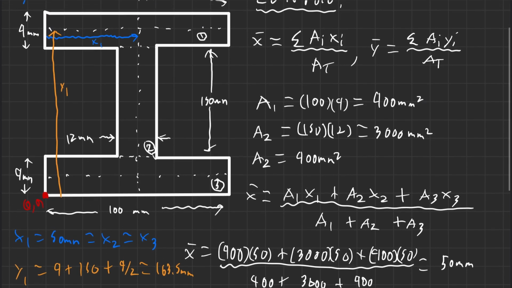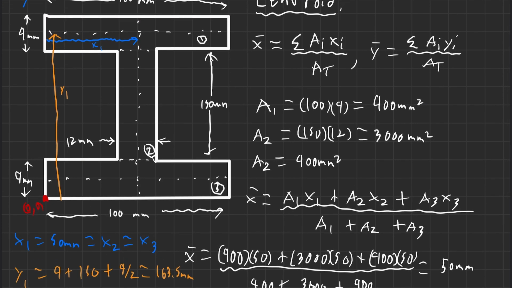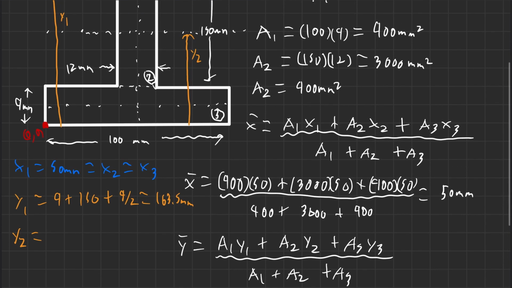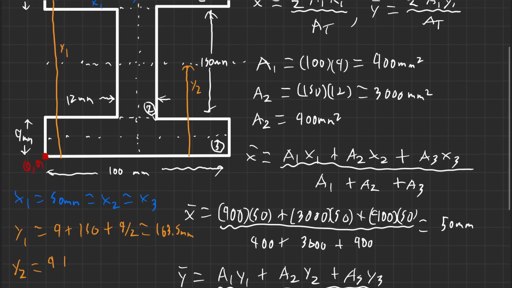So now we'll do y2. I forgot to add in the center line for this. All right, and y2, let me make this go all the way across so it's easier to read. So y2 is from the same spot, go up to the center, y2. So how do we calculate y2? y2 is equal to 9 plus 150 over 2. And this equals 84 millimeters.